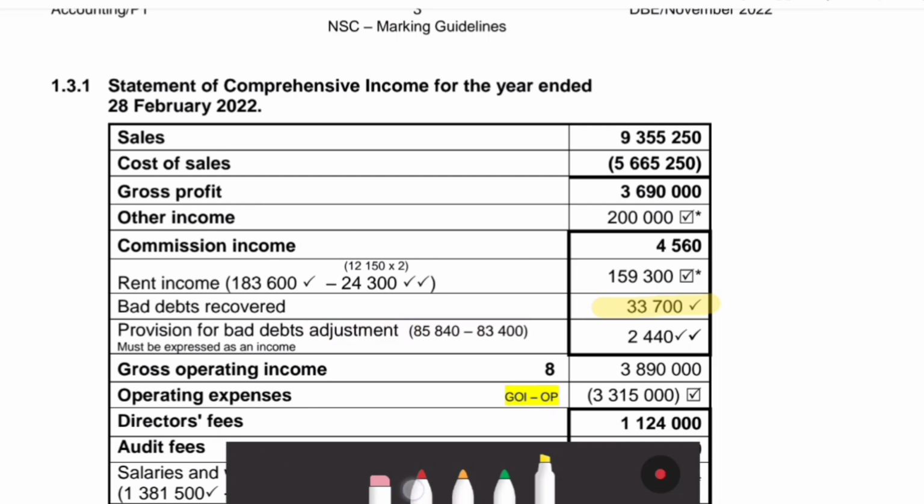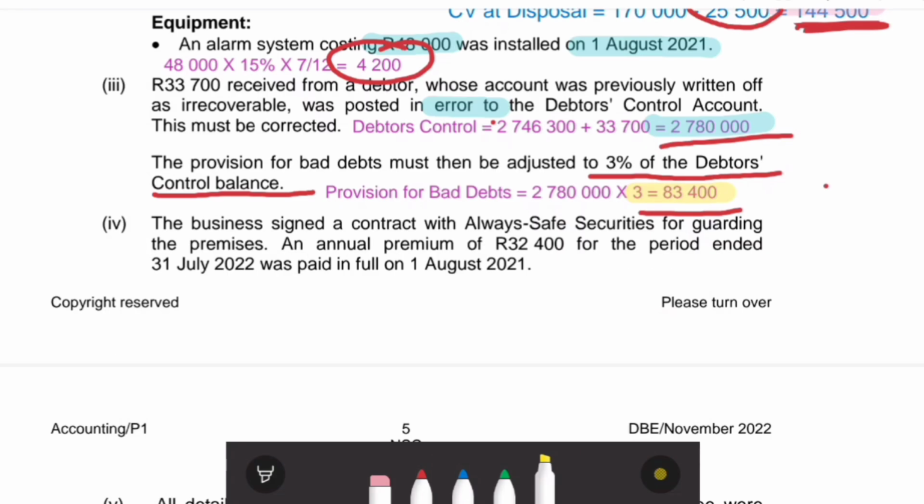So if you look here, there's the 83,400 we calculated. This is what we ended up with at the end of the financial year. But when we started the year, we expected more debtors to not pay us. So that difference is a good thing, and that good thing is an income. The next adjustment reads as follows.